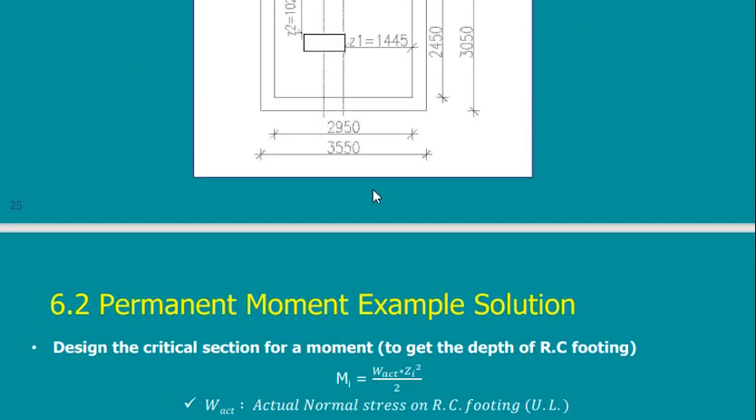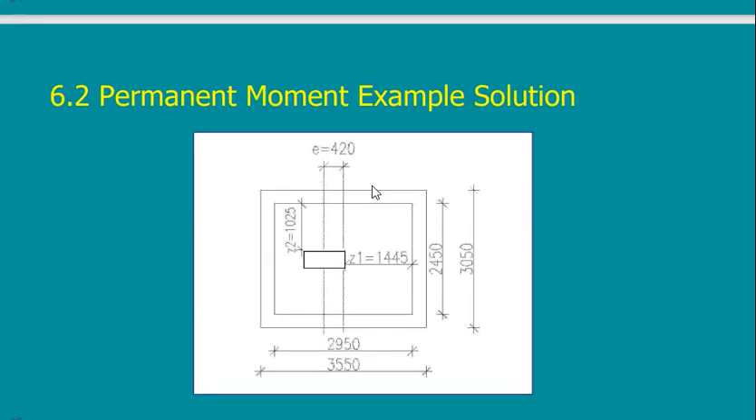This is exactly what we will discuss next time, but just to know that in case of permanent moment, it is similar to the normal case, but I will just shift the column by a value of E, which is the eccentricity. The only difference is that I will have different cantilevers because the column is shifted. In this case, I will have to design both directions, not one direction as the other one.